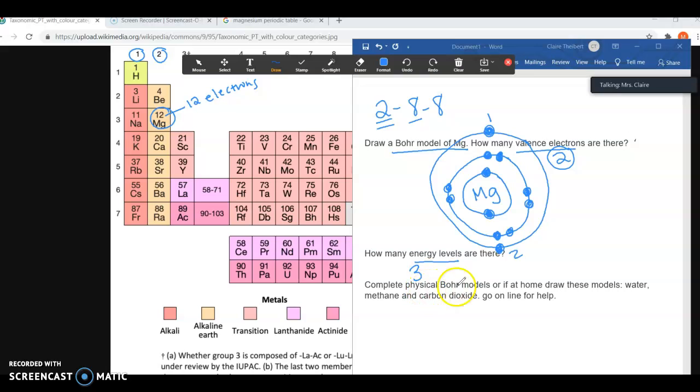Okay, this is a complete physical Bohr models of water, methane, and carbon dioxide. And again, if you want to pause it and write this out, this would be a good time to pause it and get these notes down.